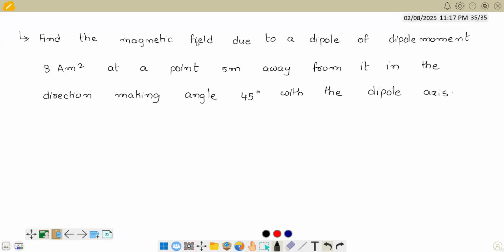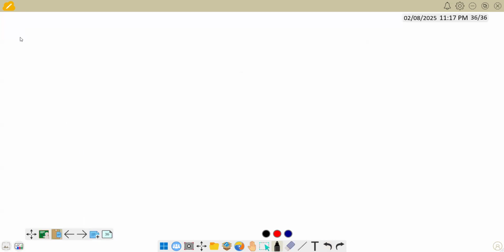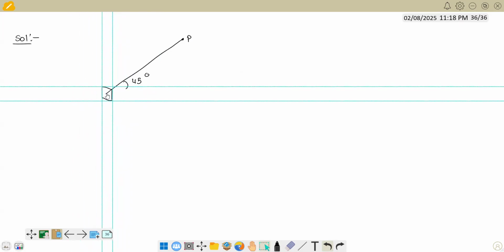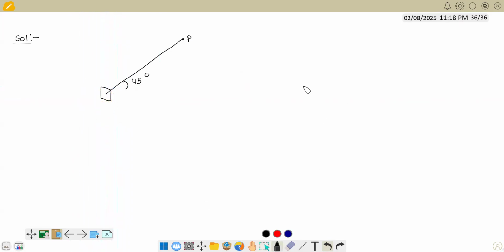Okay, the question says find the magnetic field due to a dipole of dipole moment 3 ampere meter square at 0.5 meter away from it in the direction making an angle 45 degree with the dipole axis. So we need it at an angle 45 degree with this. If this is my magnet, I want it at some point making an angle 45 degree. Technically speaking, as I told you, this has to be a very tiny magnet. That means this magnet has to be very small. And at 45 degree with this, that's what we need to find. So let us try to solve it.